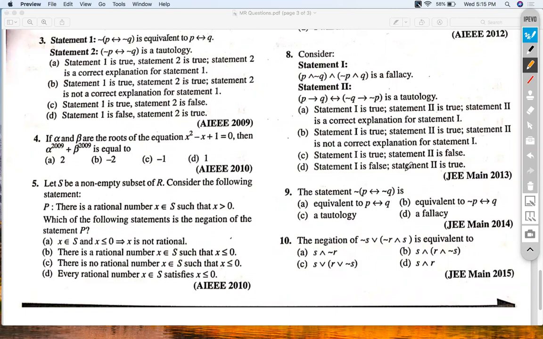Okay. Next. Consider statement one and statement two. Statement one is a falsity, statement two is a tautology. You try it first.